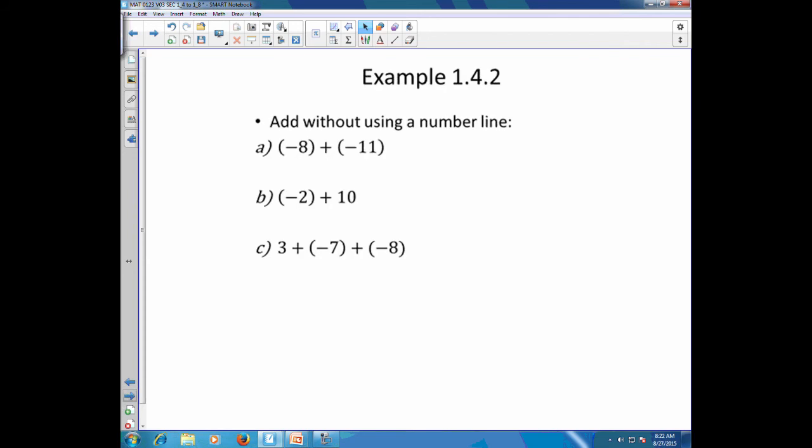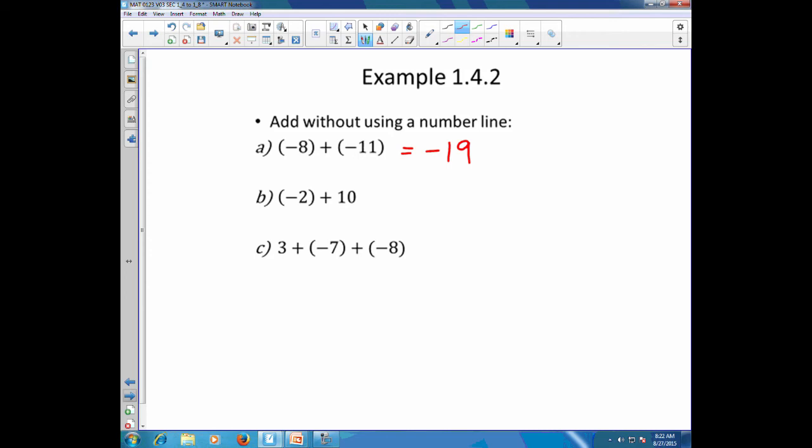So now we want to add these together, and we're not going to use a number line. So we look at the first one, -8 plus -11. They have the same sign, and so we'll add the numbers. 11 plus 8 is 19. And because they have the same sign, we'll just keep the sign, and now it's negative.